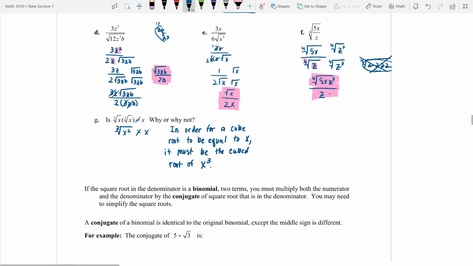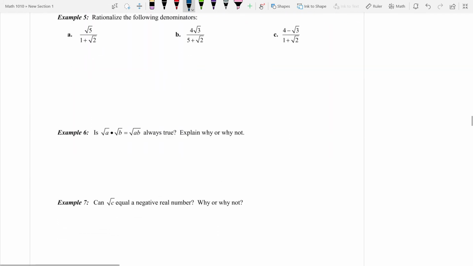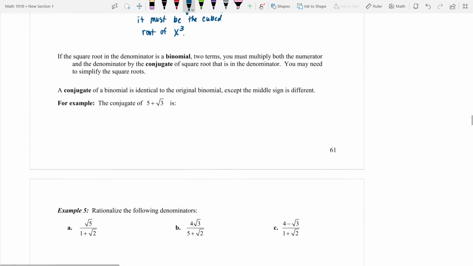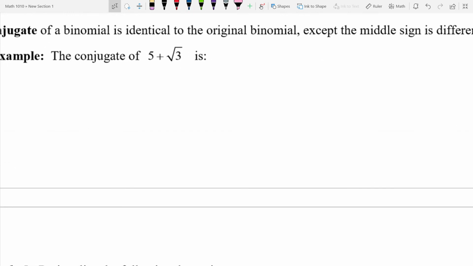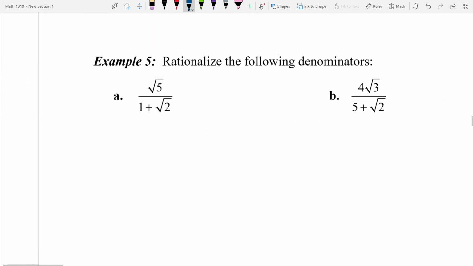Okay, I know this is long, and I'm sorry. Oh, we're almost done. We're almost there. Okay, conjugate. 5 plus the square root of 3. The conjugate is this, guys. You write down exactly the same thing, 5 plus the square root of 3, but you take your eraser, you get rid of the middle sign, and you make it a negative. That's the conjugate. Okay, here we go with this problem right here.